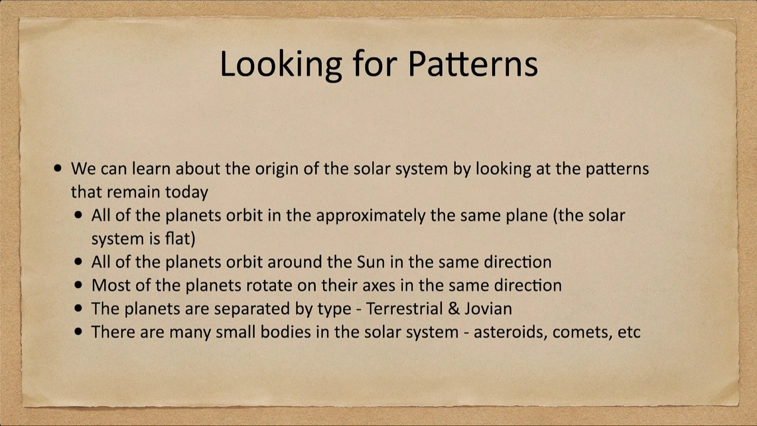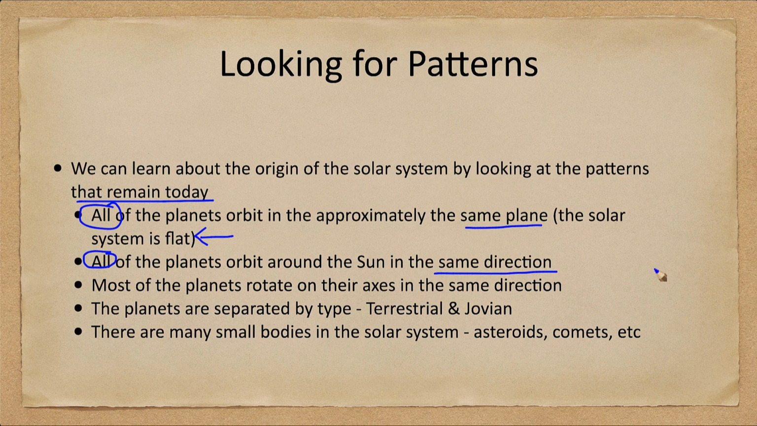So we start out by looking for patterns. So how do we learn about things? Well, let's look at the patterns that we see, the patterns that are left over and remain today in our solar system. One thing we know is that all of the planets, every single one of them, orbit in approximately the same plane, meaning the solar system is flat. If you draw the solar system on a piece of paper, that's a pretty good estimate of what it is like.